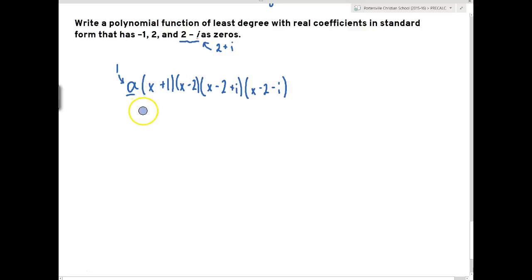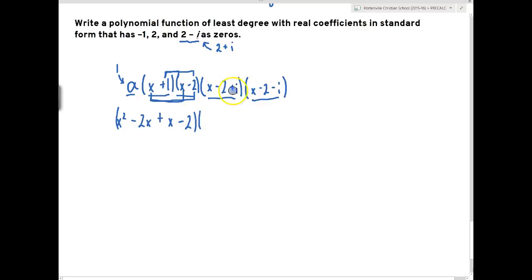The unfortunate part is that I have to multiply this all together. So the first thing I'm going to do is multiply these 2 factors, and then I'm going to multiply these two factors. So to do the first two, I have to FOIL. So x times x is x squared. x times negative 2 is minus 2x. 1 times x is plus x, and 1 times negative 2 is negative 2. So that's my first factor.